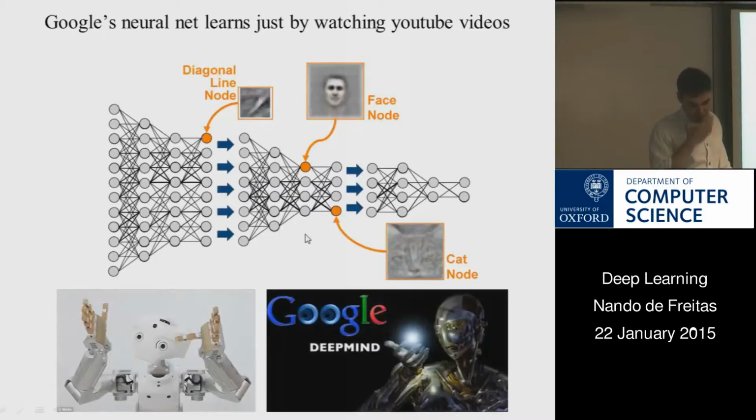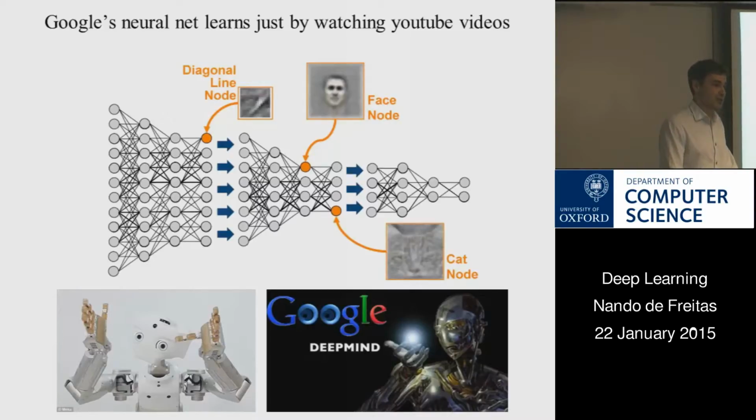So what Google did is they actually were able to learn neurons that were detecting faces and cats, because that's what you find in YouTube. And this was on the New York Times front page, and so this was very popular at the time when it came out. We're going to go over this model in this course. It's actually an easy model.